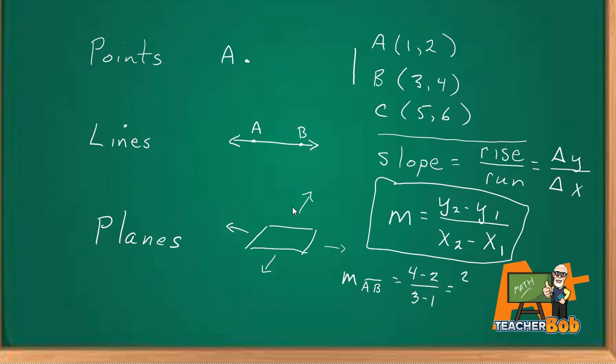That gives us 2 over 2. So we have a slope of 1 for line segment AB. Okay, what about BC?